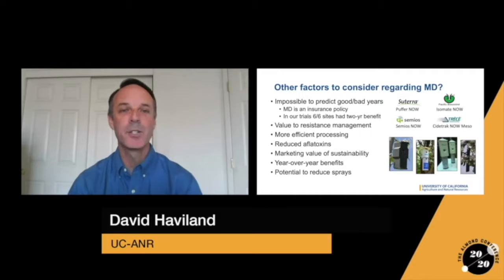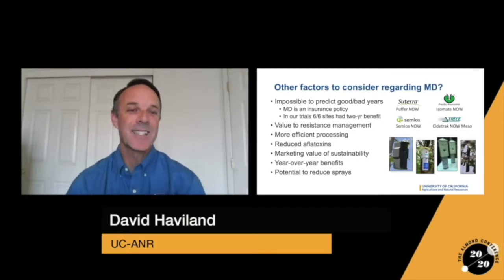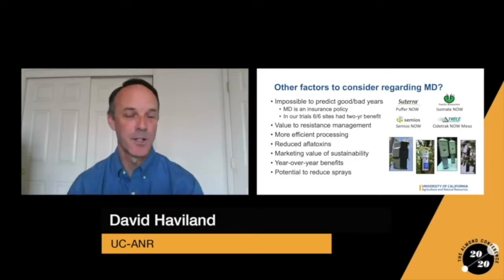Now, other things to consider with regards to mating disruption, just to let you know, there's no way to predict good years and bad years. So you've got to see mating disruption as an insurance policy. But in our trials, in 6 out of 6 sites where we had 2 years of mating disruption, we saw a benefit. It paid for itself. There's also value to resistance management programs. There's also more efficiency at the processor with less damage. You've got less aflatoxins anytime there's less damage. You've got the marketing value of being sustainable. Plus, there's year-over-year benefits that are traditionally shown in mating disruption systems across a lot of different pests.